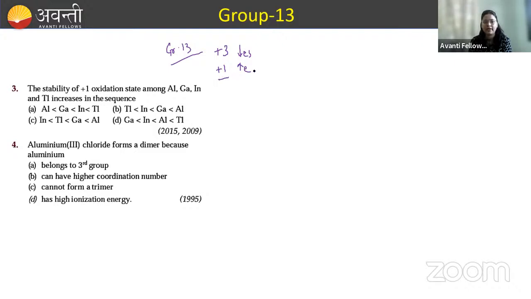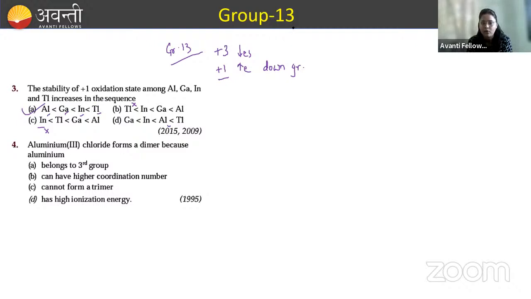So +1 क्या होता है? As we go down the group, it goes on increasing. So नीचे वाले जो है वो +1 ही ऑक्सीडेशन स्टेट दिखाते हैं मोस्टली. सो नीचे वाले कौन से? हमारा थैलियम, इंडियम, गैलियम एंड एल्यूमिनियम. सो यहाँ पे इंडियम पहले हुए, ये नहीं होगा. ओके, थैलियम यहाँ पे पहले हो गया, वो नहीं होगा, मतलब सबसे कम नहीं होगा ना. तो यहाँ पे एल्यूमिनियम आ रहा है, ये भी नहीं है. तो हमारा ऑप्शन क्या है? ऑप्शन A is the correct option.